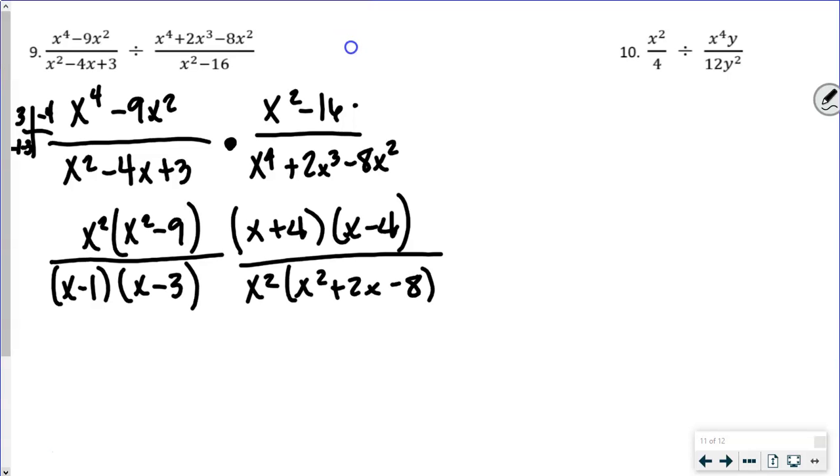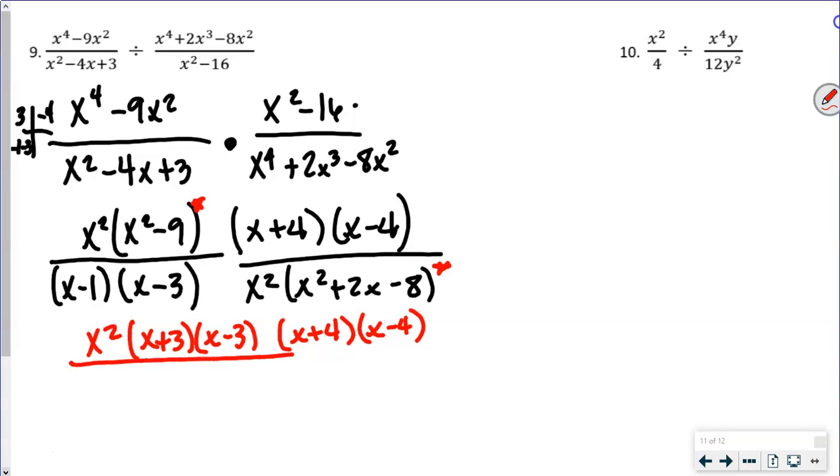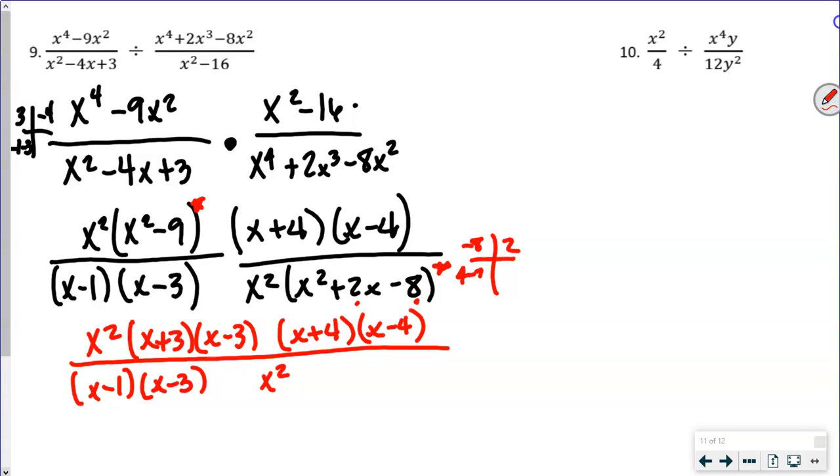So we have some more simplifying to do, right, y'all? So do you guys notice this right here? This can be simplified more, as can this. So let's do that. So now we got x squared, and then we got an x plus 3 and an x minus 3, okay? And on this other side, we got an x plus 4 and an x minus 4. Down here, we've got an x minus 1 and an x minus 3. Over here, we have an x squared, and then we can factor this, right? So what are the factors of negative 8 right there that add up to be 2? So wouldn't that be 4 and negative 2, y'all? So this is going to be x plus 4 and x minus 2.